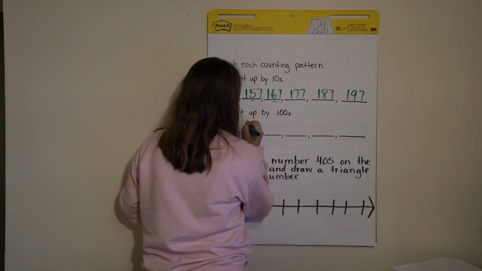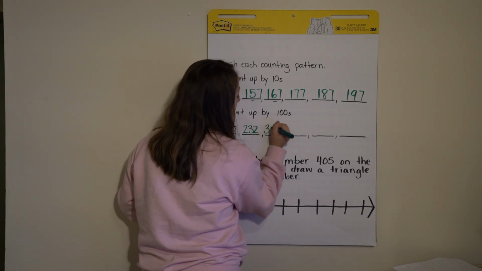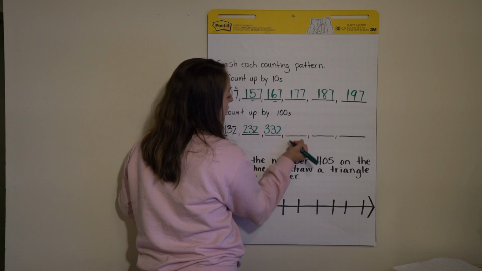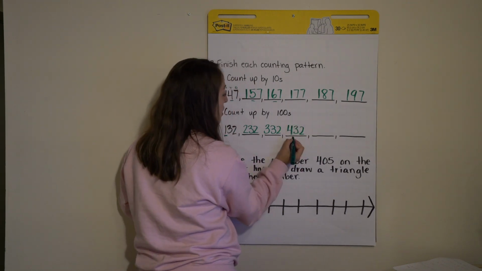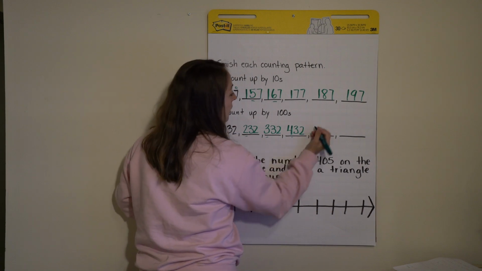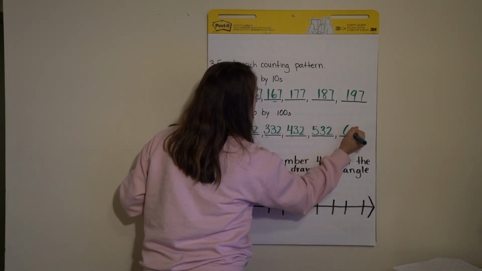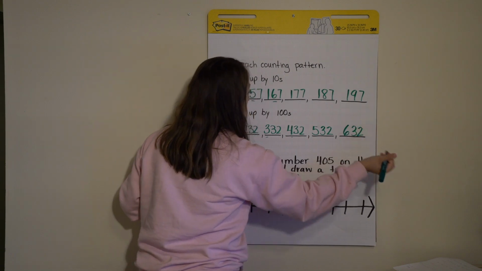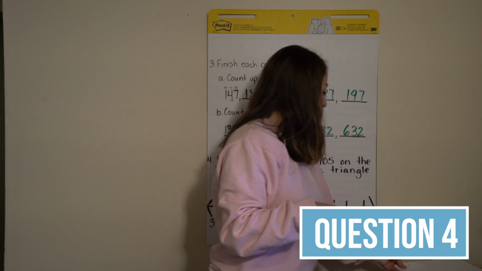132, 232, 332, 432. Notice how the hundreds are only changing. 532 and 632. All right, we're on to our last question.